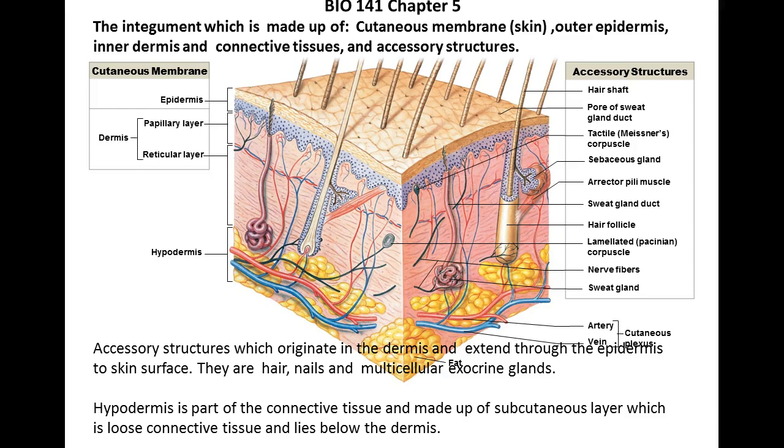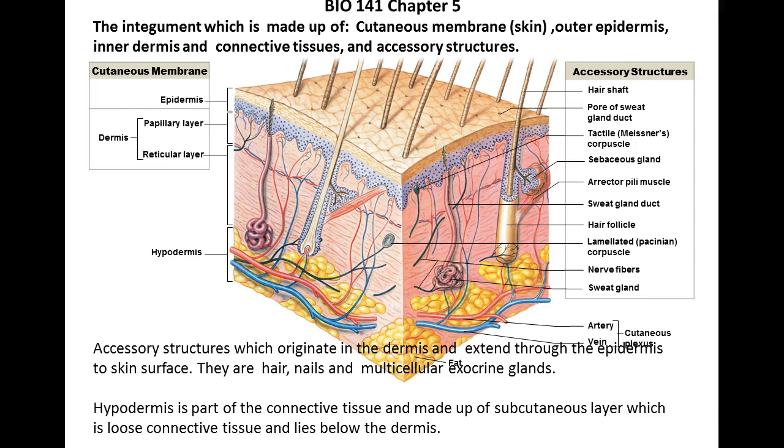And then you have connective tissue, that hypodermis layer, plus accessory structures. Accessory structures such as hair, nails, and then exocrine glands, sweat glands, and oil glands, which are the multicellular exocrine glands. This picture is an excellent one.